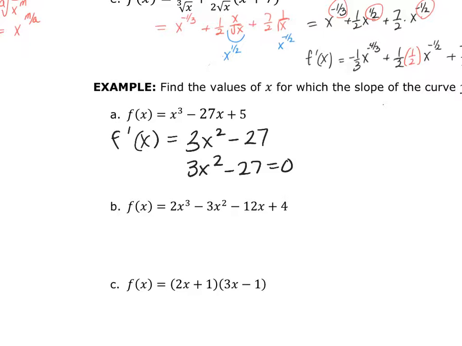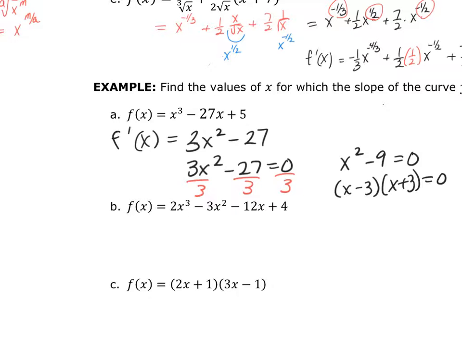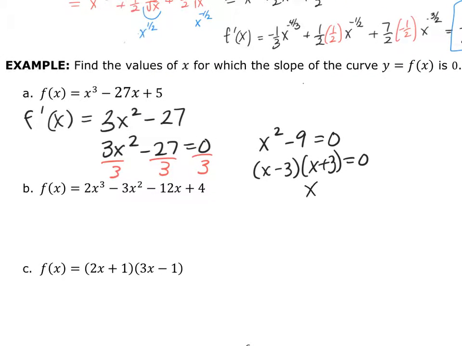3 is common between 27 and 3, so I can divide everything by 3, or factor it out if you want. So I have x squared minus 9 is equal to 0. Because I have an equal sign, I can divide every term by 3 without changing the equation. Now there's factors. So what are my two values? So at 3 and negative 3, I have a turning point.